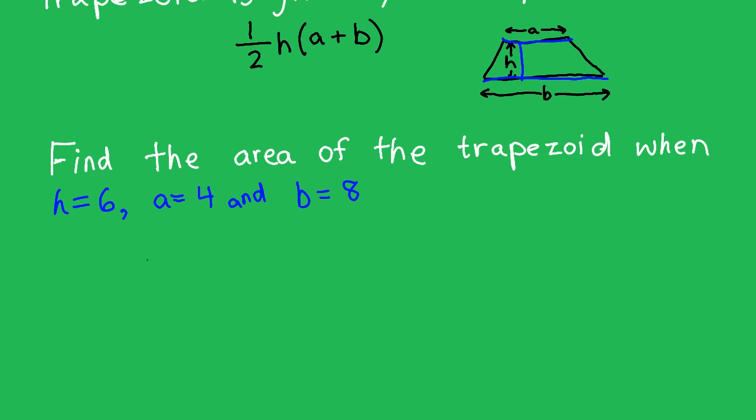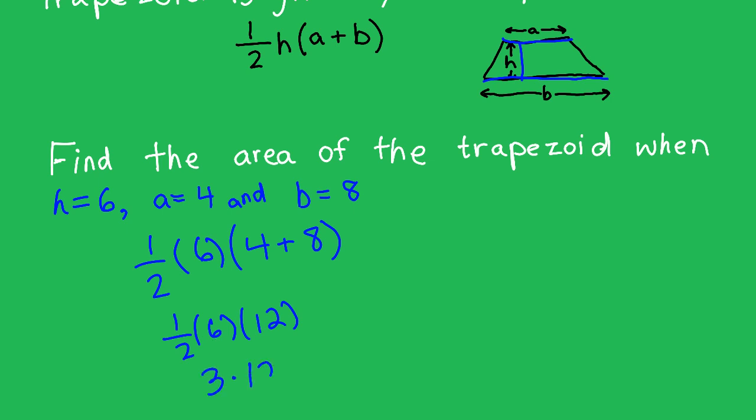Okay, I'll do this here. 1/2 times h is 6 times the quantity a is 4, and we're looking for b, that's 8. Now we solve inside the parentheses. 4 plus 8 is 12. Now it's multiplication. 1/2 times 6 is 6 divided by 2, or 3 times 12. That's just 36. So when the height is 6 and the length of the opposite parallel sides are 4 and 8, that should give us an area of 36 for that trapezoid.